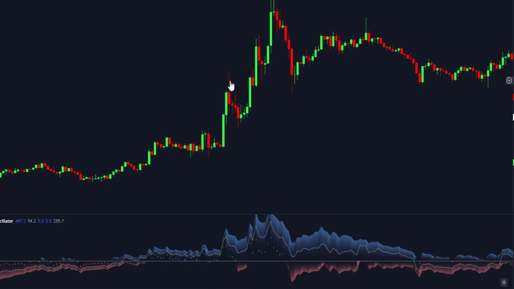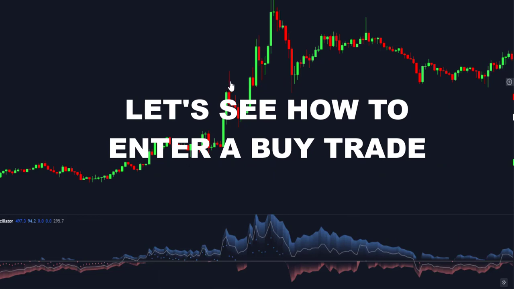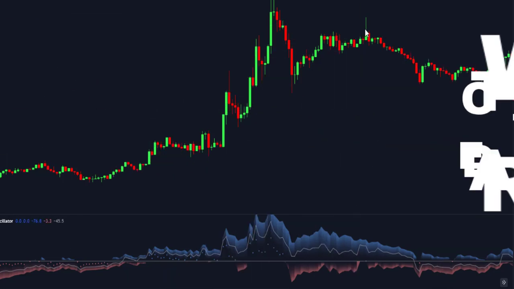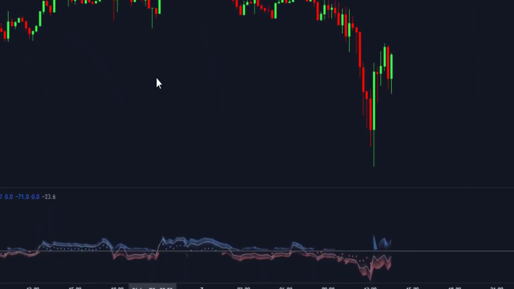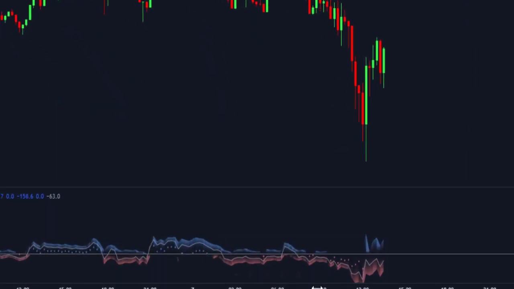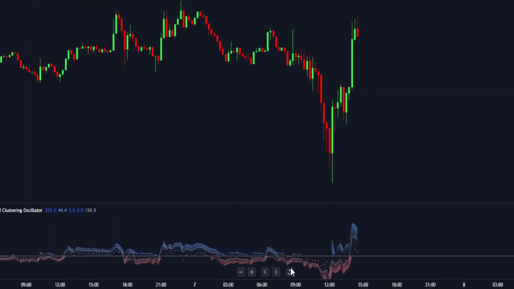Understanding everything about this indicator, let's see how we can use it to enter a trade. Let's see how you can enter a buy trade. Here is BTC/USDT. Looking at the indicator, you see that the consensus line is below the zero line. Suddenly, it crosses above, indicating that the trend has changed.